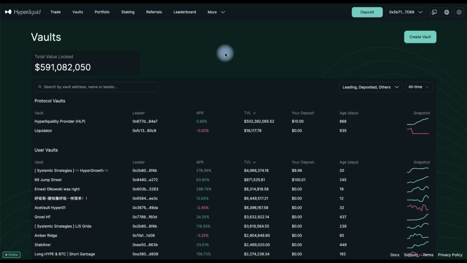Also remember that even the best strategies have drawdowns. This is normal, and do not put all your money into one vault, because it is better to diversify. And remember that even the best traders make mistakes. Never invest more than you're ready to lose.